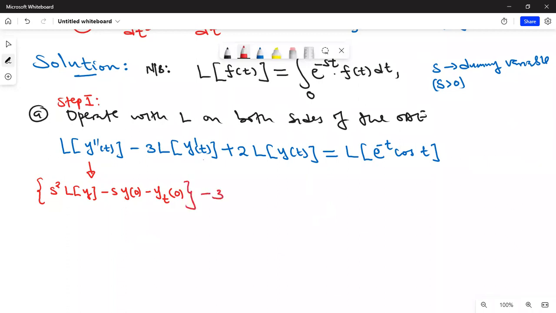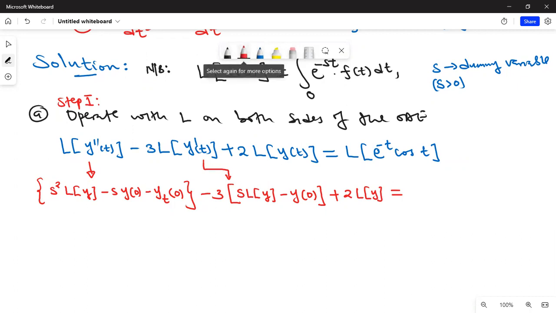Then we have minus 3 times the transform of the first derivative, which should give us s times the Laplace transform of y, then minus y when time t is 0, plus 2 times the Laplace transform of y, is equal to, now I want us to take note, let me write it here, that the Laplace transform of exponential at times cosine of bt is equal to s minus a over s minus a squared plus b squared. That is from the Laplace transform table.